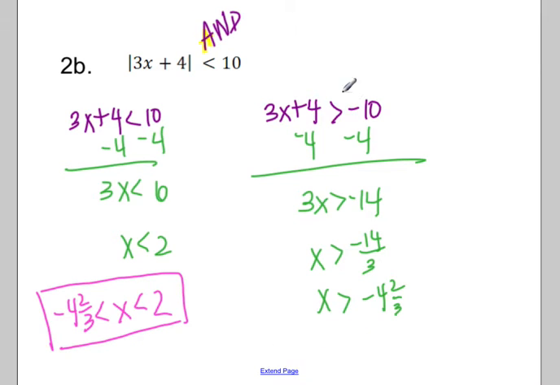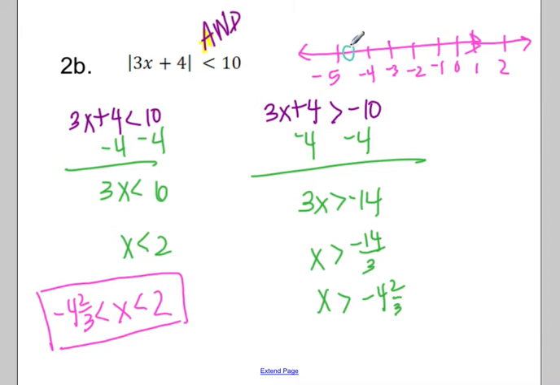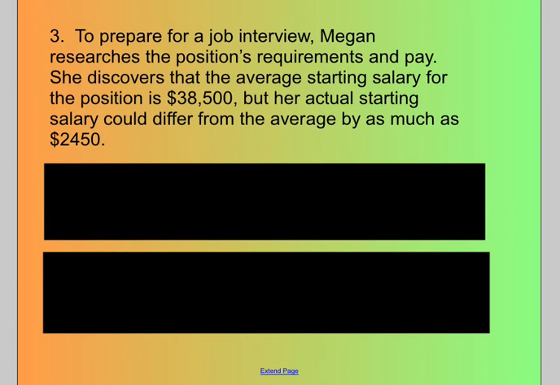And then I want to go ahead and graph it. I'm going to graph it up here. So I'm just going to say negative 5. Negative 3. All right, there it is. So at negative 4 2/3, that will be approximately here. It's an open circle. And I'm going to be going all the way to 2. So I shade in between. And there is my answer for 2B. Okay. Let's go ahead and look at our final example.